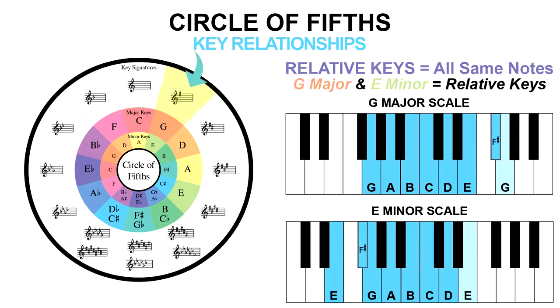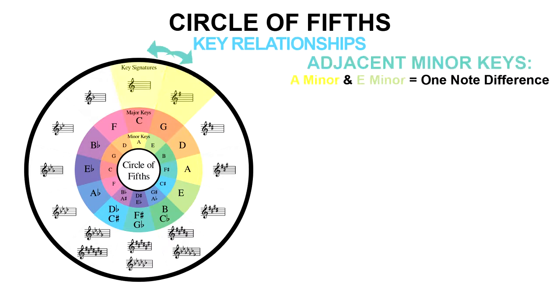Here's another example. The G major scale is G, A, B, C, D, E, F sharp, G, and the E minor scale is E, F sharp, G, A, B, C, D, and E. So once again, we have the same seven notes, just played in a different order. So obviously, this means that G major is the relative major of E minor, and E minor is the relative minor of G major.